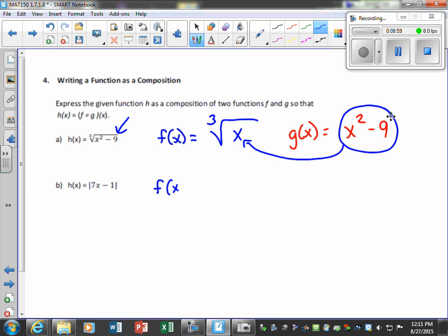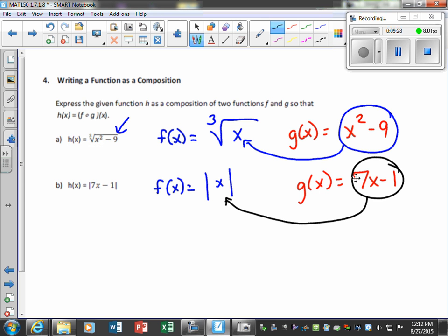So we want to know what is the f of x. Now that you have the idea, try this next one on your own. We want to know what needs to be plugged into what function to give us this composition of functions. So the g of x is going to be 7x minus 1. So what is the f of x? Absolute value of x, because then we know when we take this and plug it in there, we will get this. And that's the conclusion of our lesson.